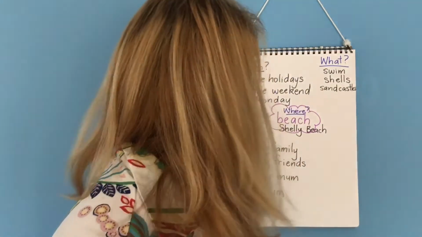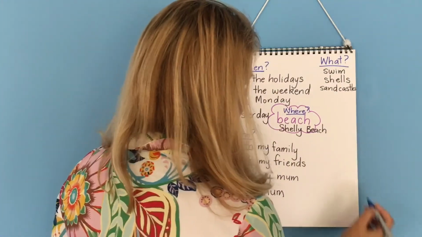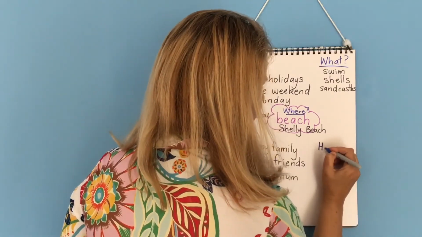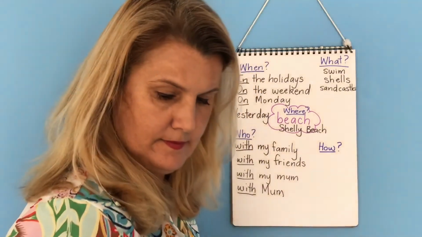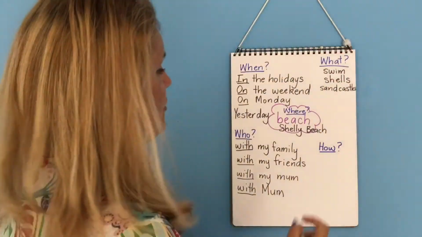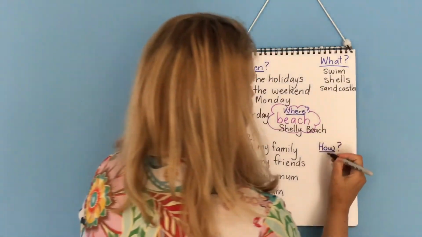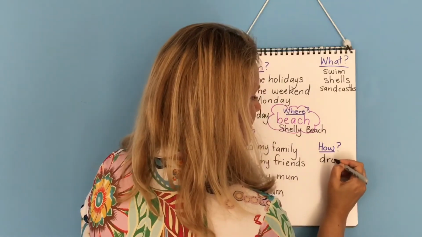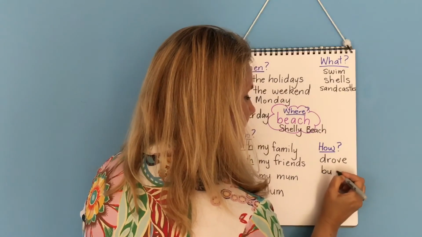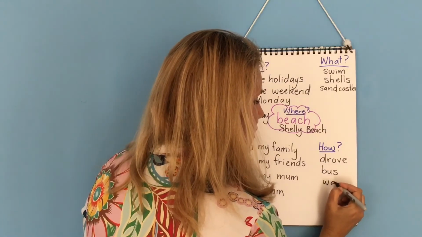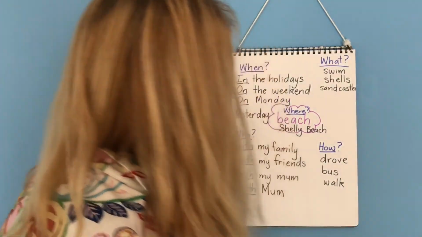Okay, another question. Who, what, where, when, maybe how did you get there? How did you move at the beach? Did you... Maybe somebody drove you there. Past tense of drive is drove. We drove to the beach. Maybe you got a bus. Maybe you were able to walk to the beach if you were close enough. Okay? And there are other ones.